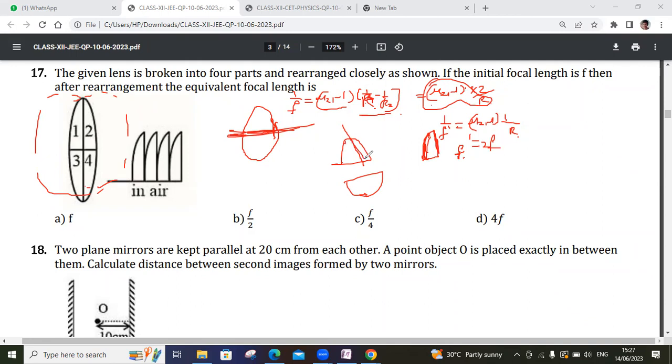And similarly for other parts also it will be 2F. So all of them have focal length how much? 2F. So effective focal length will be 1 by F plus 1 by F, 4 times, for each lens that is 2F. So it is 2 by F, which is F by 2.